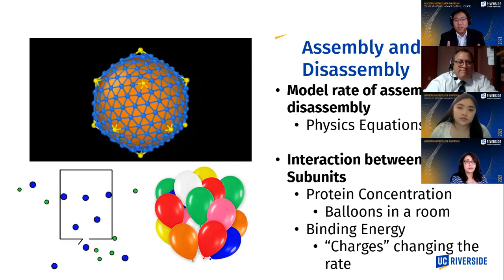Remember when you were a kid and you would rub these balloons on your head and you noticed that it would stick to your hair? Well, now pretend that all these balloons in the room have been rubbed by your hair and they have this static electricity. Now you might start seeing the balloons clump together. This is exactly what we observe is happening to these protein subunits when we change the binding energy.